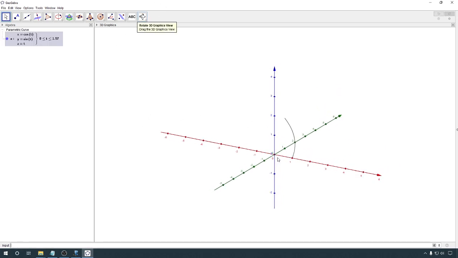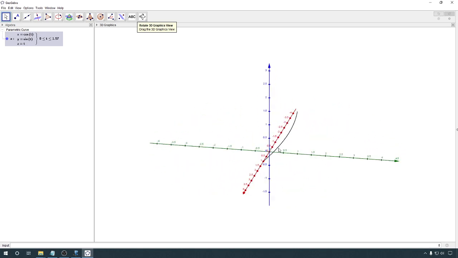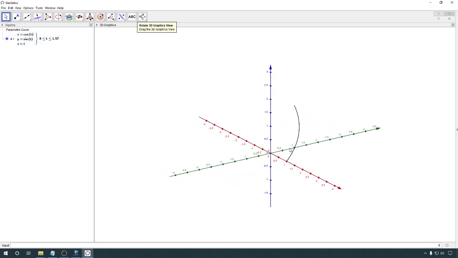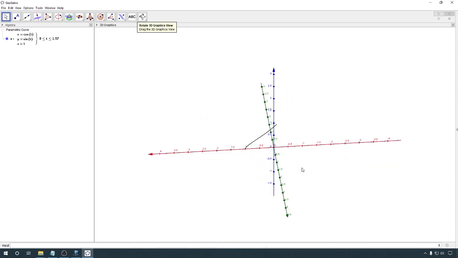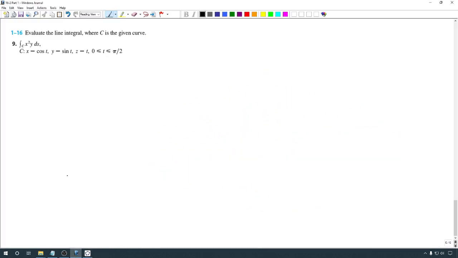Not a very big curve, you might think, but what this really is, it's a helix. It's spiraling around the z-axis as it goes up. But we've only taken a quarter of a turn, so it only looks like a little turn there. But we're going to integrate the function x squared y over that curve.